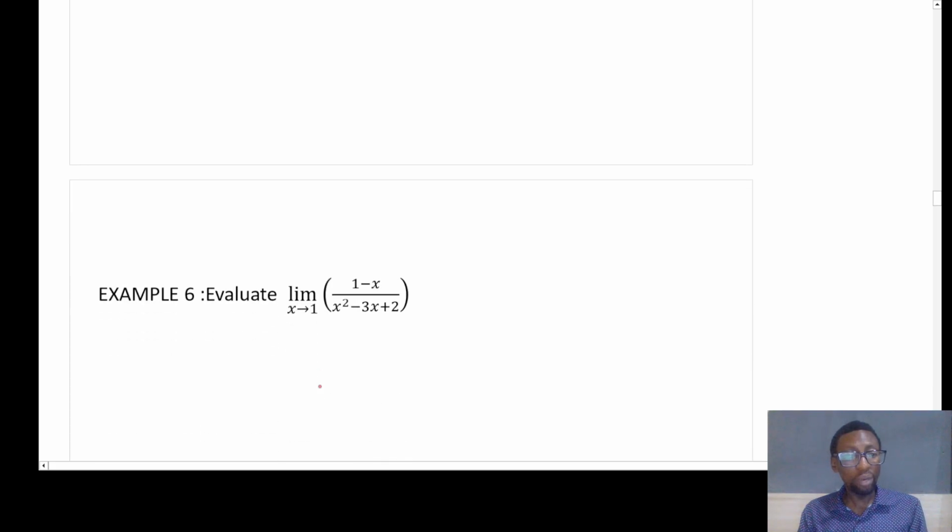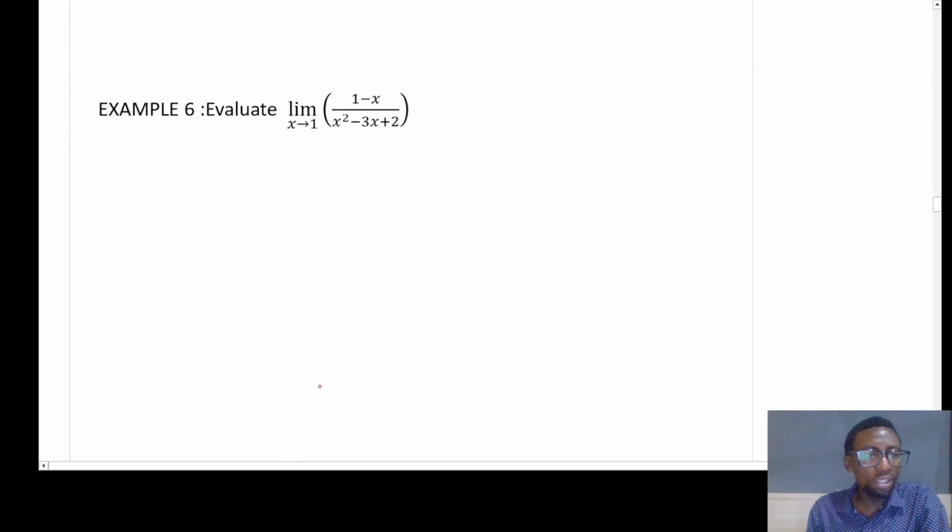Alright, so with this, these are our WAEC questions on limits. I put them together so that you can understand the concept of limit very well. Let's look at example 6. Example 6, evaluate the limit as x tends to 1 of 1 minus x over x squared minus 3x plus 2.